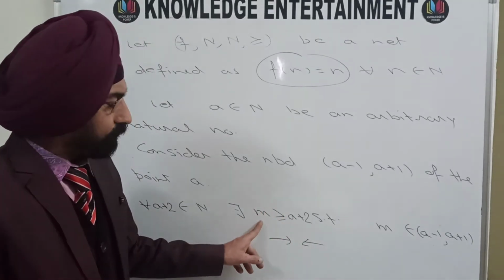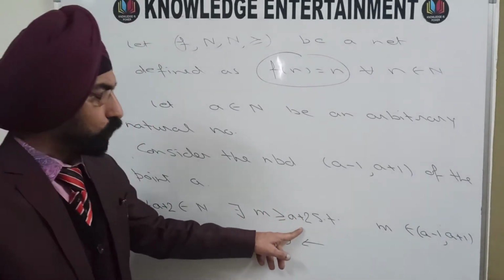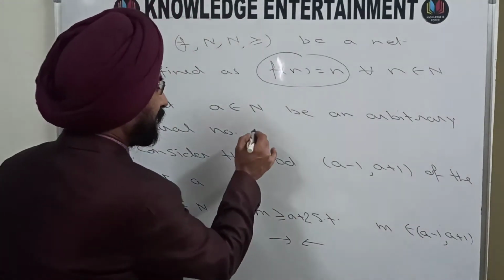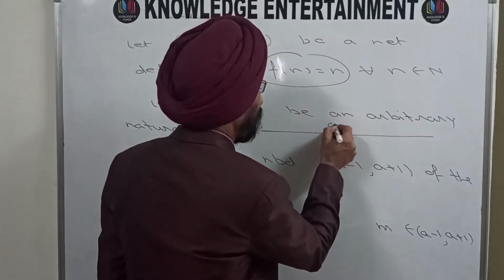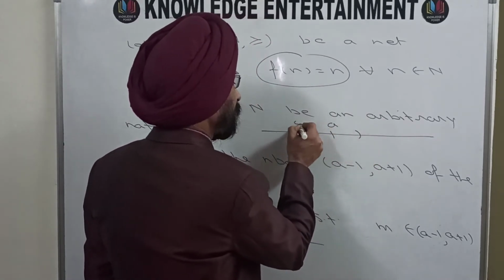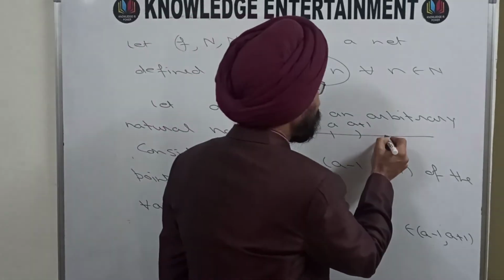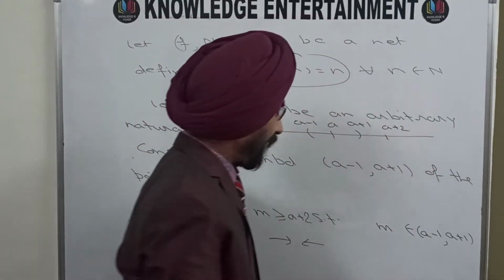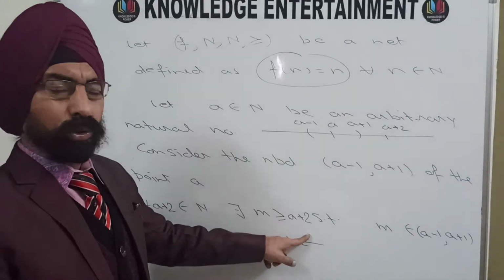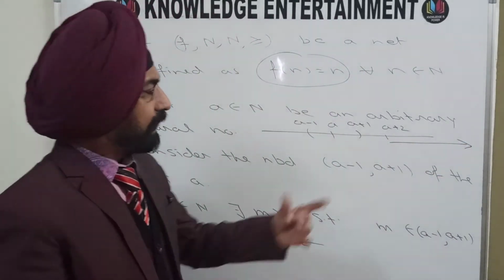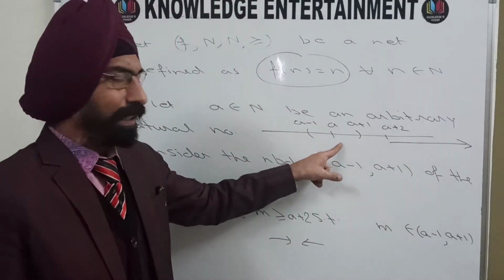A number which is greater than or equal to a plus 2 cannot be in this interval a minus 1, a plus 1. You can see it diagrammatically. Here it is a. This is your interval a minus 1, a plus 1. Here it is a plus 2. And your m is greater than or equal to a plus 2. So your m is on this side. And if m is on this side, how can m be in this interval?